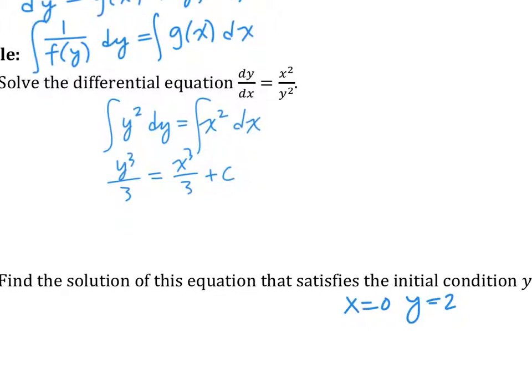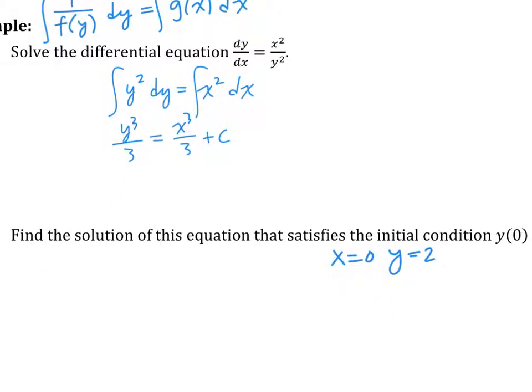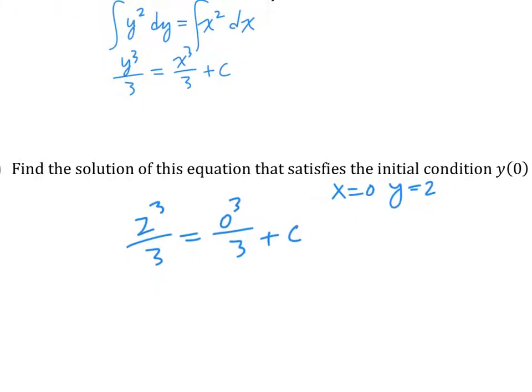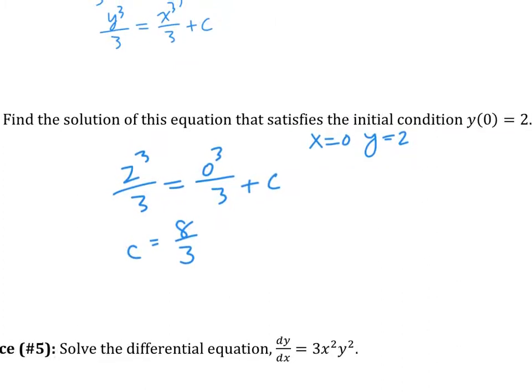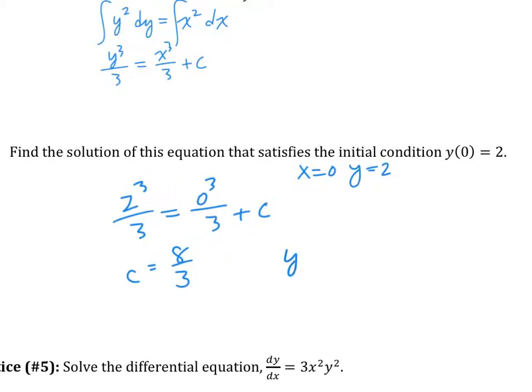Plug it in. All you do is just plug it in. Y is 2, so that is 2 cubed over 3 equals x is 0, so 0 cubed over 3 plus c. So c is 8 over 3. Then they want you to find the equation with this initial condition. Therefore, that is y cubed over 3 equals x cubed over 3 plus 8 over 3.